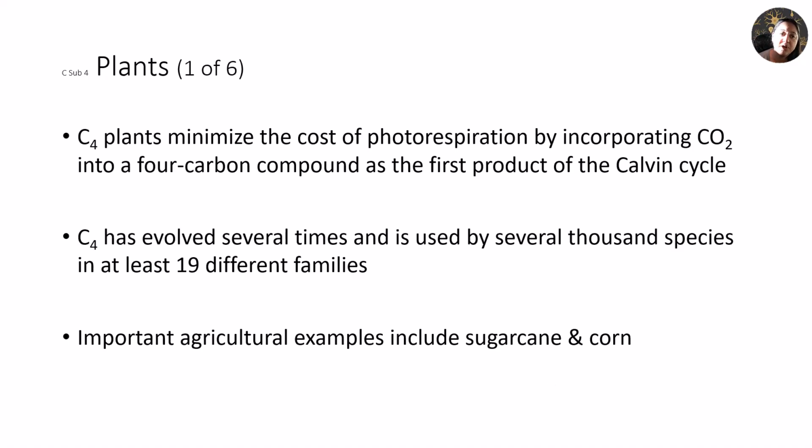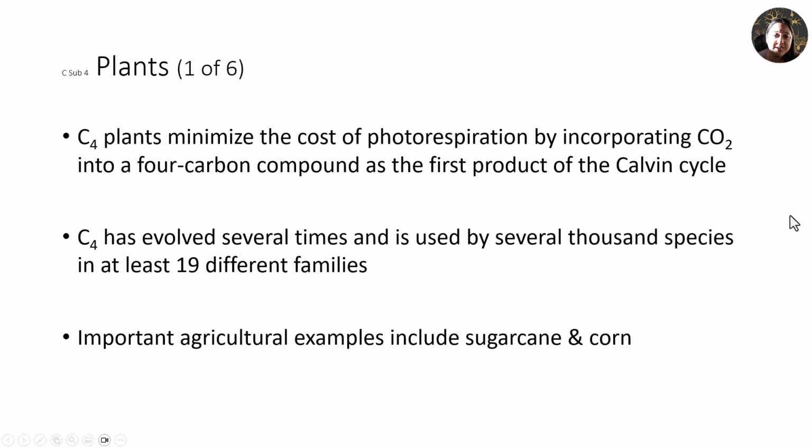So there are plants called C4 plants. So C4 plants minimize the cost of photorespiration by incorporating carbon dioxide into a 4-carbon compound as the first product of the Calvin cycle. So that's why it's called C4, because that first intermediate you're making has 4 carbons.